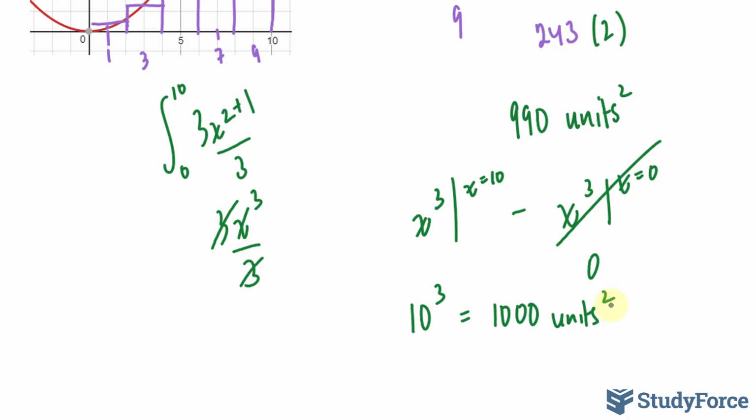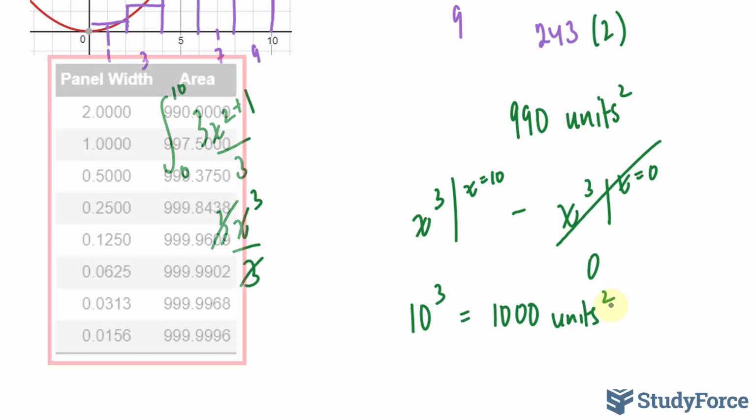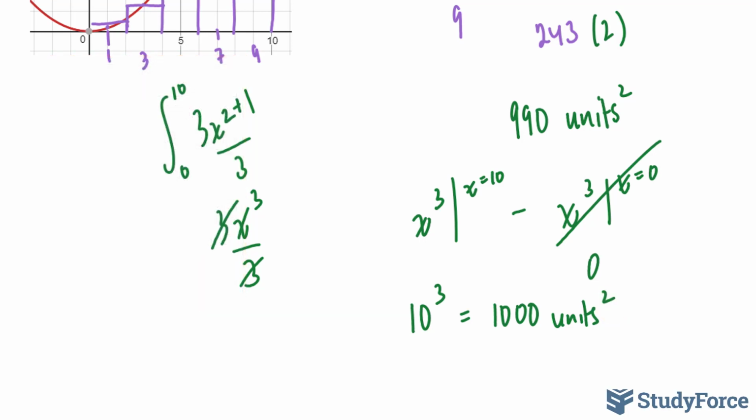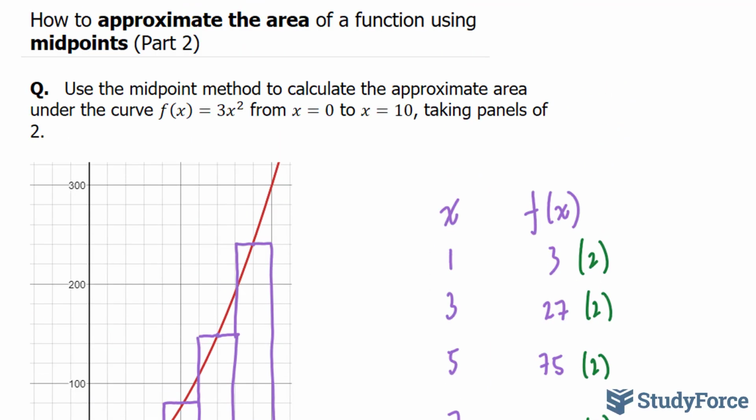And it turns out that we can obtain a greater accuracy in computing the area under a curve simply by reducing the width of each rectangular panel. In fact, the table that you see on your screen shows this relationship, that if we reduce the width, notice that we have 0.0156 as one of our widths, we end up with an area that is even closer to 1,000. And so there you have it. That is how to approximate the area of a function using midpoints.